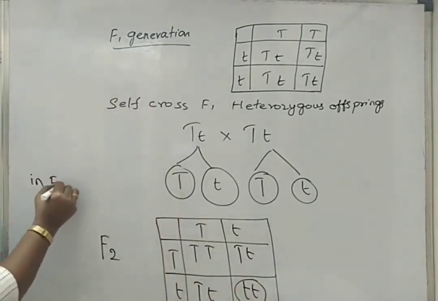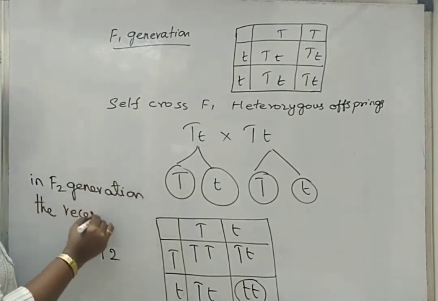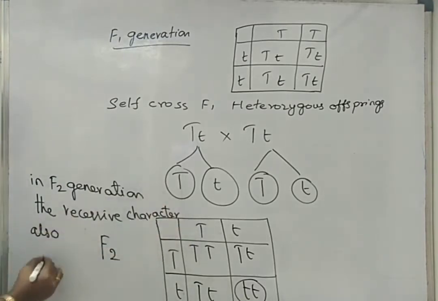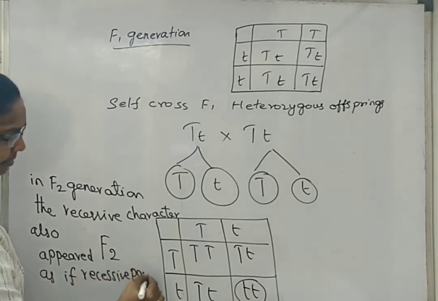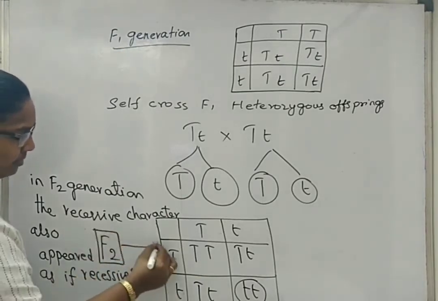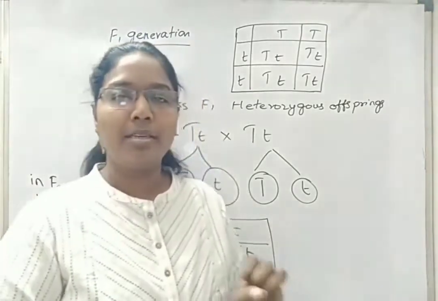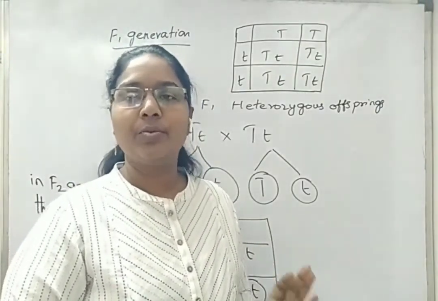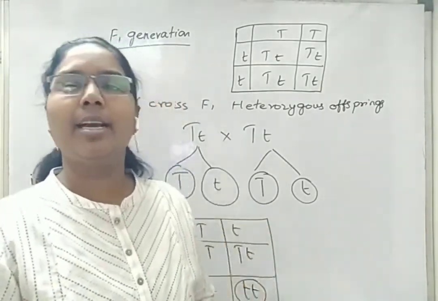So in F2 generation, the recessive character or phenotype also appeared, as in the recessive parent. By this, he got a conclusion that some factors or elements, according to Mendel's language regarding the genes, some factors or alleles which are responsible for a particular phenotypic character got separated in the F2 generation, and then they are expressed.